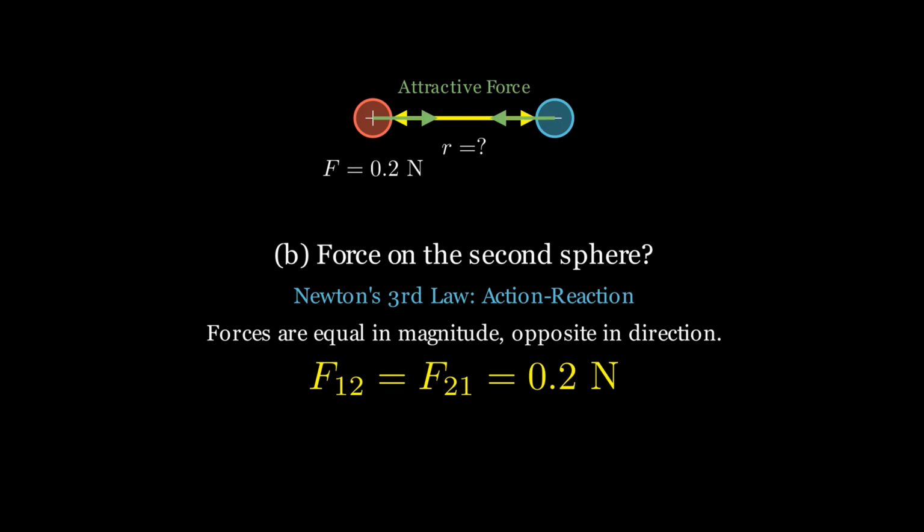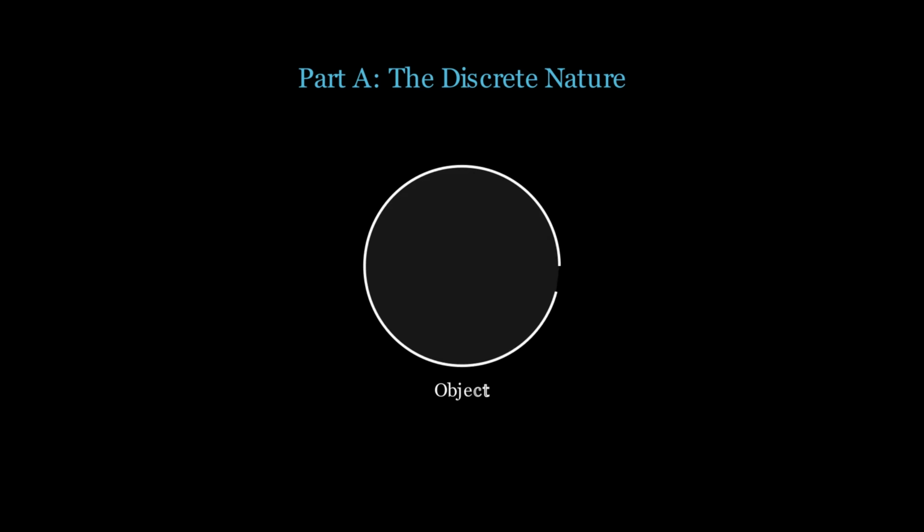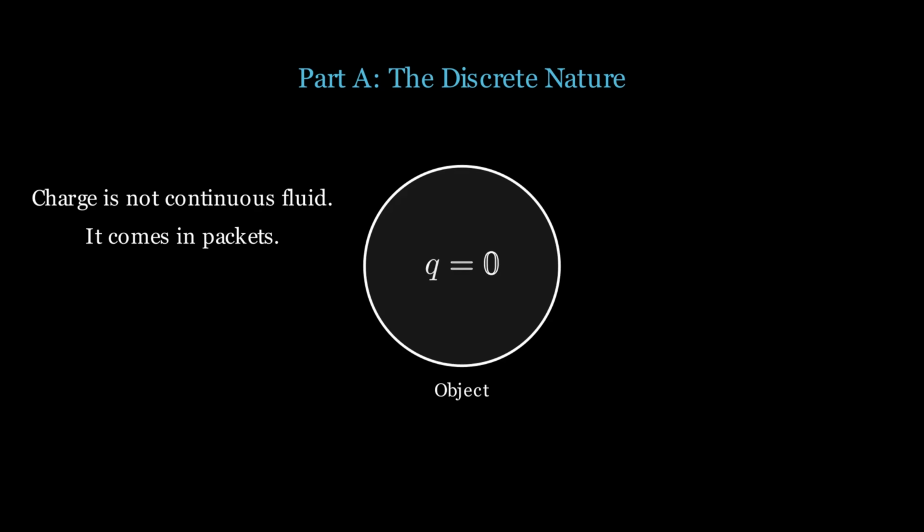Our third problem is a two-part conceptual question about the nature of electric charge. First, what do we mean when we say charge is quantized? And second, if it is quantized, why don't we notice it when dealing with large-scale electricity? We often think of electricity like a fluid, flowing continuously, but that's not quite right. Charge is discrete. It comes in tiny indivisible packets called electrons.